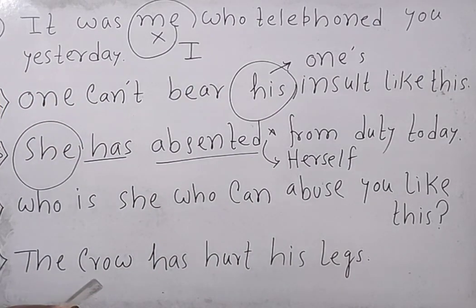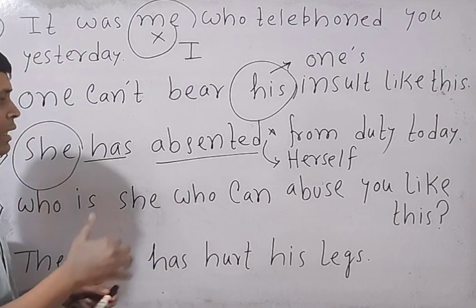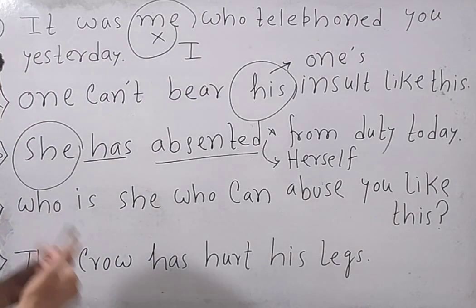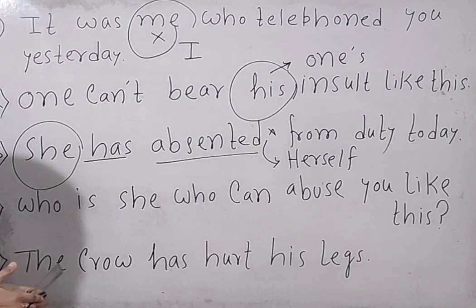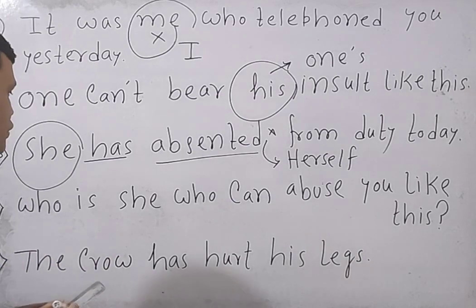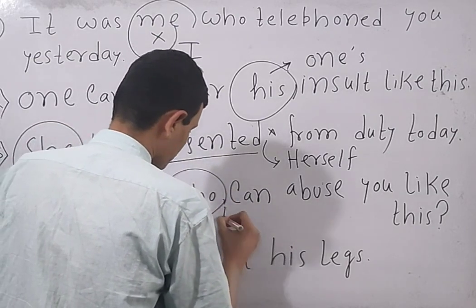Now go next. Who is she who can abuse you like this? Whenever there is a sentence like this, you should not place double who in a particular sentence. So who is she? That. Instead of who, it should be that.